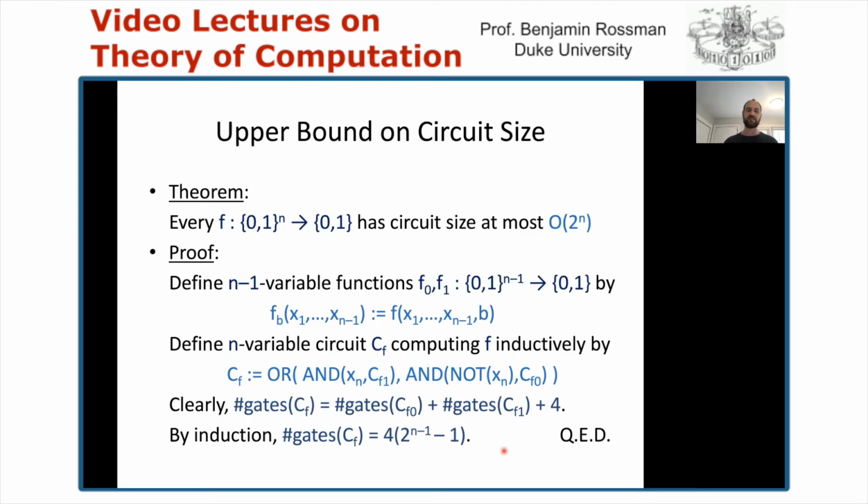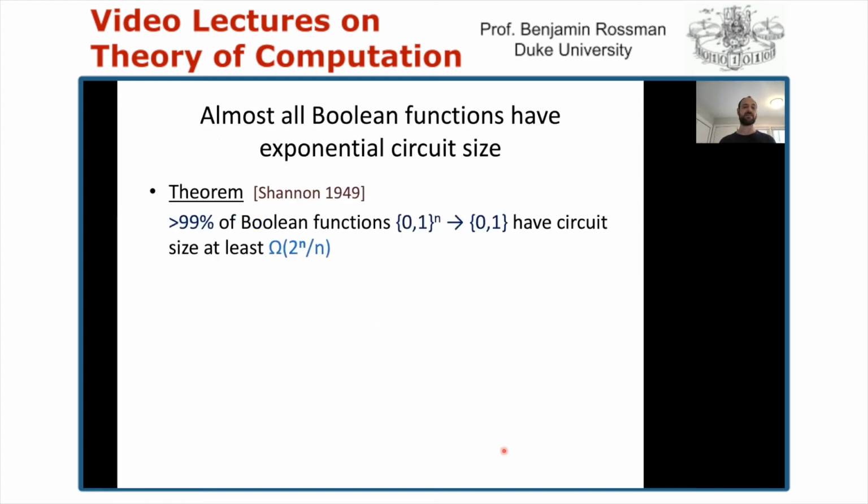And actually a stronger upper bound is known. It was shown by Lupanov, I believe, in 1958, that you can actually construct circuits of size order 2 to the n divided by n, so slightly smaller, and that's by a more clever construction. And that turns out to be tight.